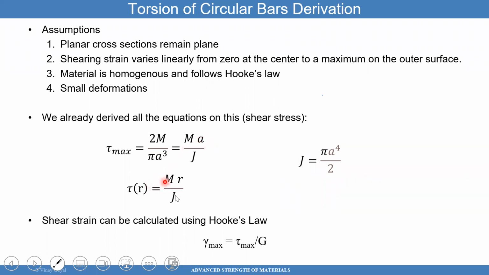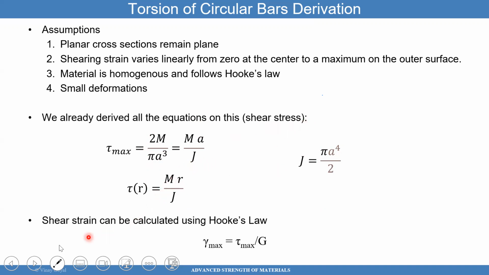Or if you want to look at some other point internal to the cylinder, then it will be M times the radius divided by J, where J is the polar moment of inertia, pi a to the fourth divided by 2. And by the way, you can plug pi a to the fourth divided by 2 into this formula, and you will see that you get the exact same formula I showed you earlier when I derived it using Saint-Venant's theory.